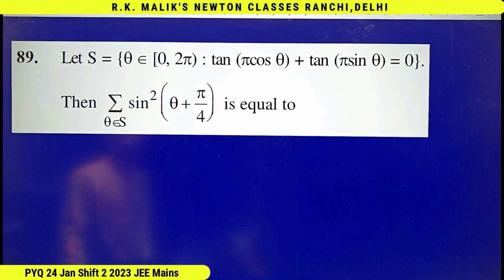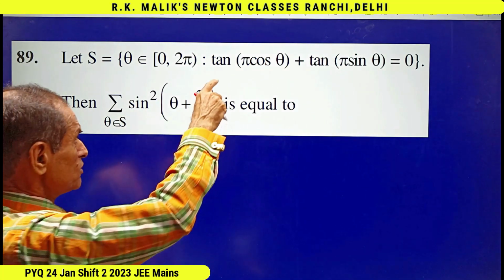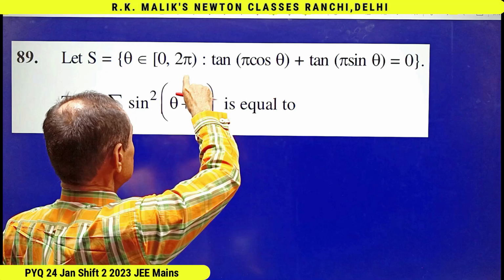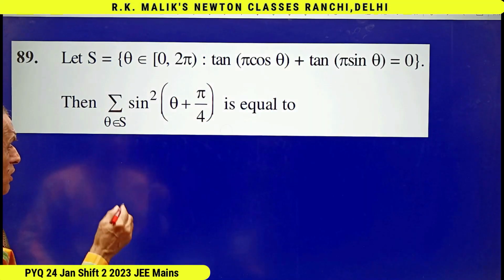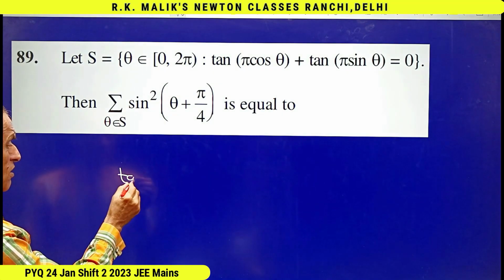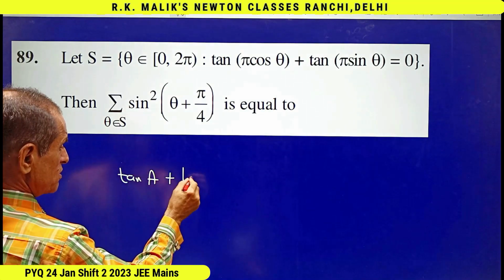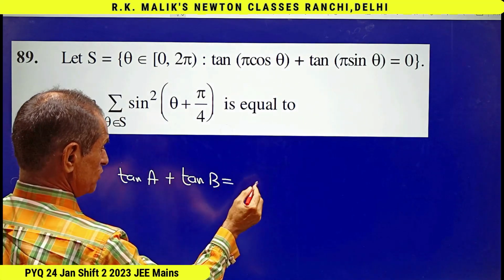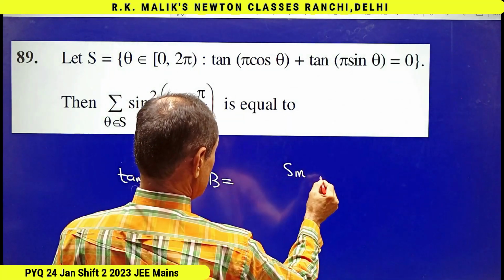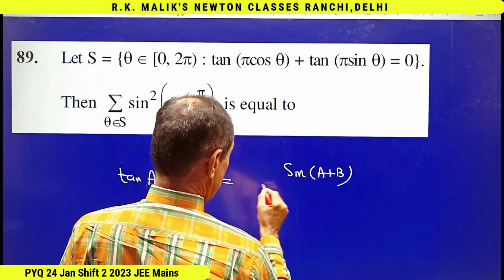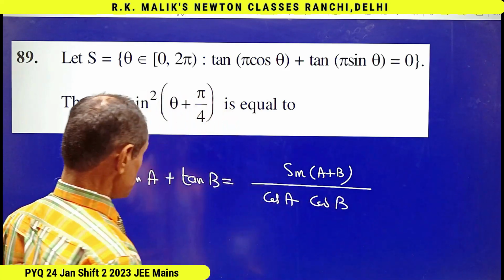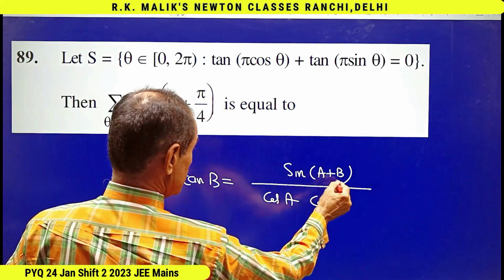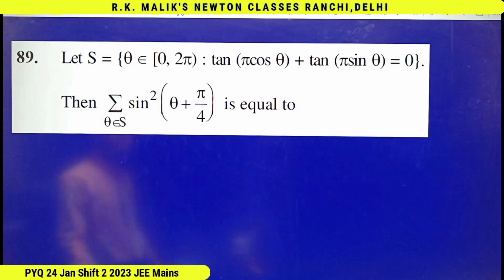First of all, find the values of theta such that it lies between 0 and 2 pi and this condition is also satisfied. You must know this formula directly: tan A plus tan B is equal to sin of A plus B upon cos A cos B. And if it is minus here, minus will come. It's not difficult to prove this formula, a very easy proof.